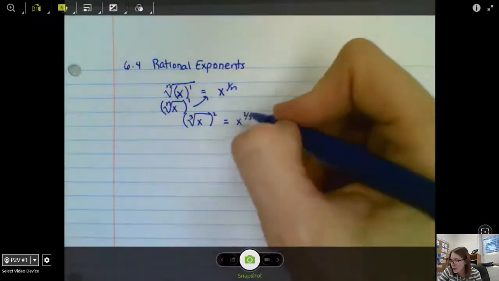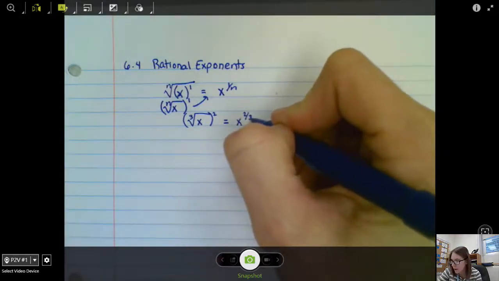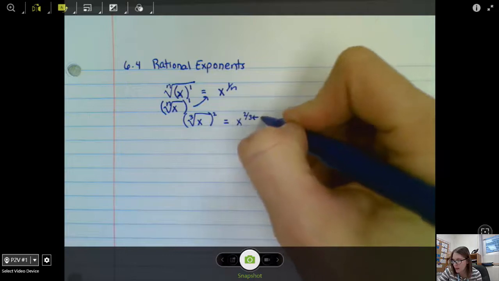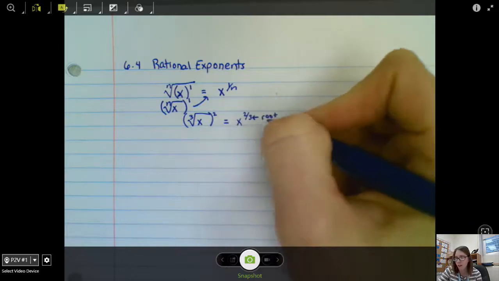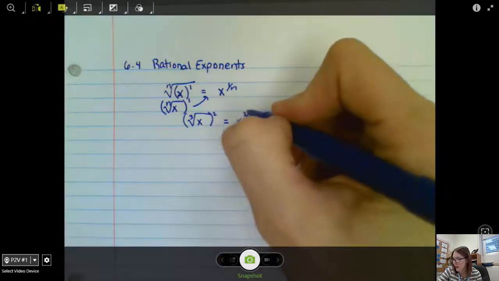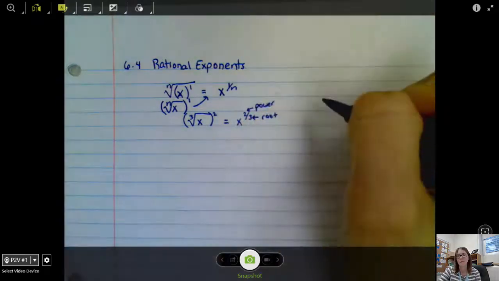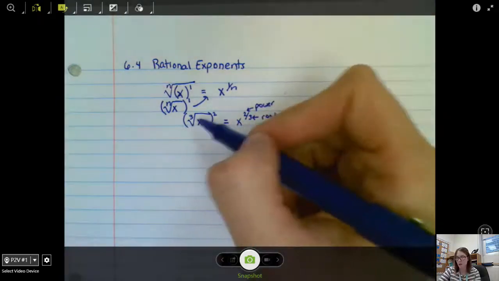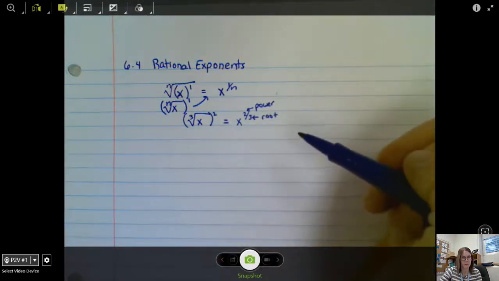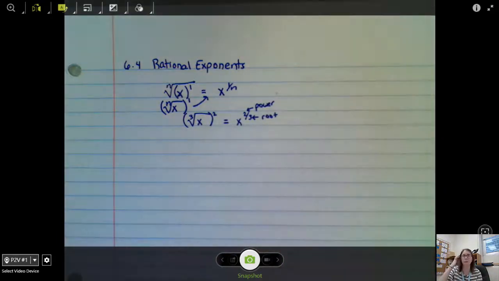And just kind of in general, whatever our fraction is, the denominator tells us the root. In this case, it was the cube root. And the numerator tells us the power. So the 3 is our root, the 2 is our power. Okay, let's do a couple examples. I'm going to do 3 examples in this one video, and then I'll do those similar 3 problems in the next video as well.